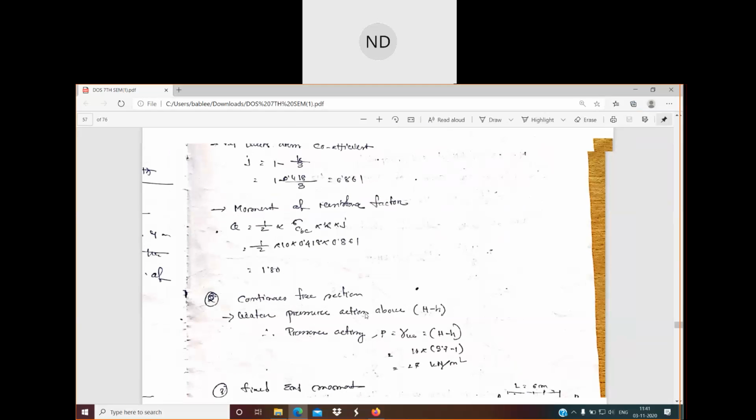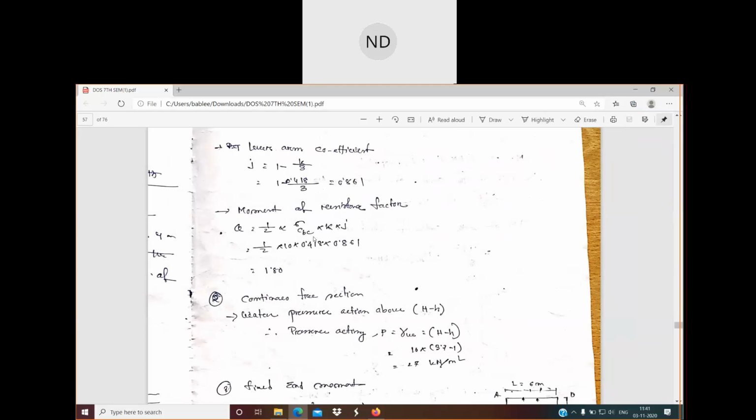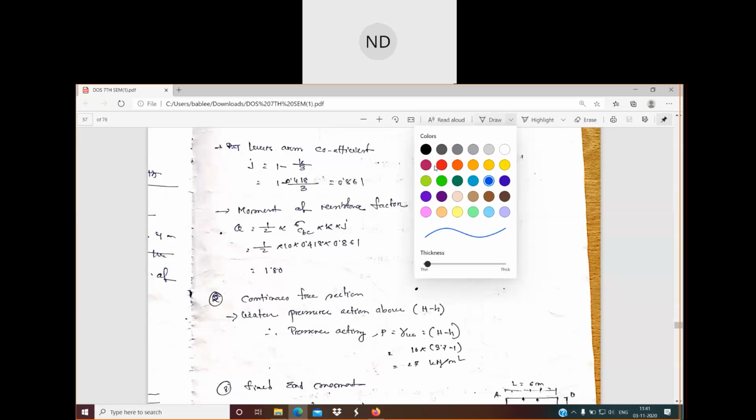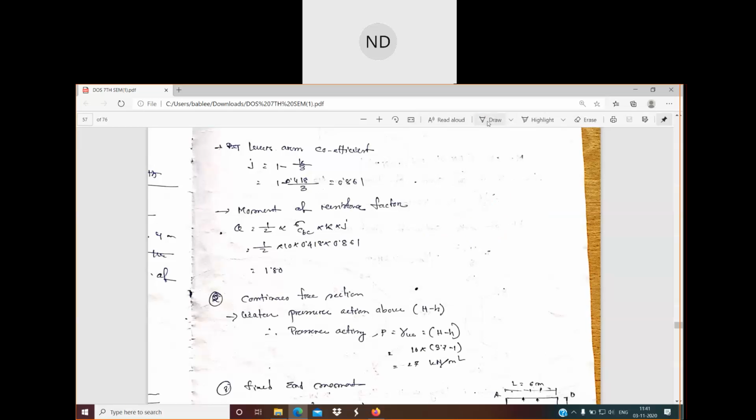Now, once we have done this, we have calculated this. Now, what we can do is that, since it was satisfying the type 1, that means we are going to design the top as a continuous frame and the bottom we will design as a cantilever. So here now you see cantilever, now continuous frame section.